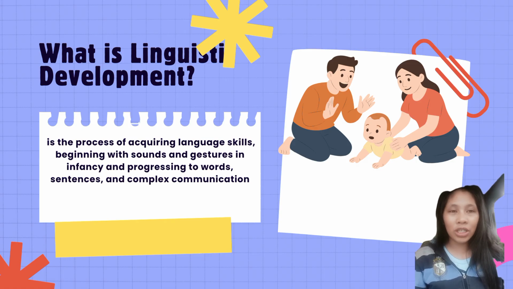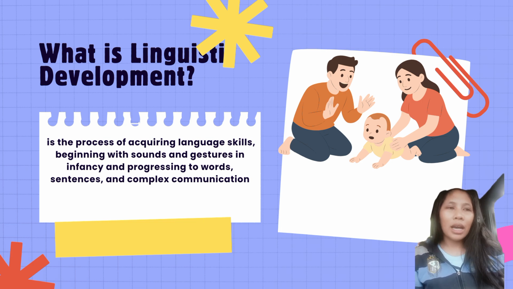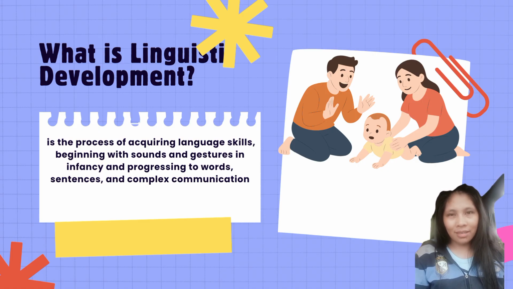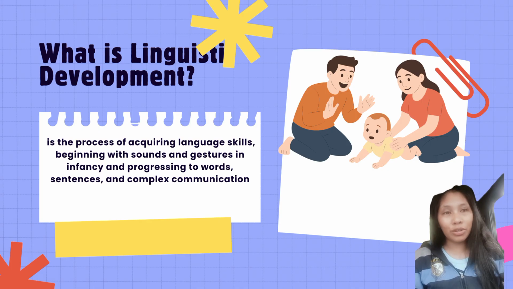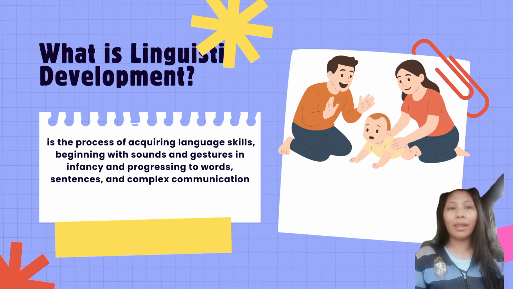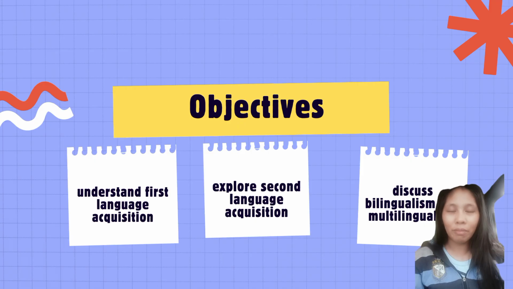It includes phonology, semantics, syntax, and pragmatics, enabling individuals to communicate, form relationships, and enhance cognitive skills. So, let me share with you the definition of linguistic development. It is the process, so it will be much clearer, right? The process through which children learn to understand and use language. This development is crucial for communication, relationship building, cognitive growth, and problem solving. So it's very important.